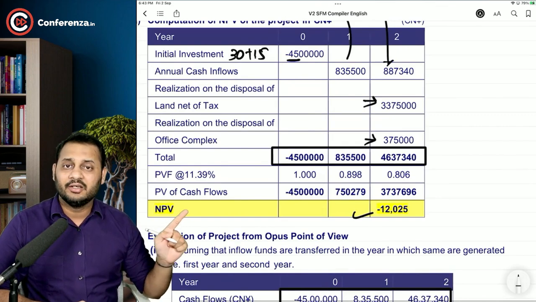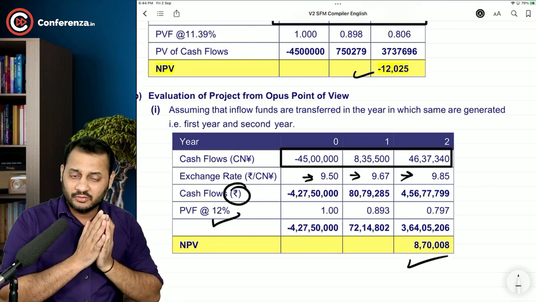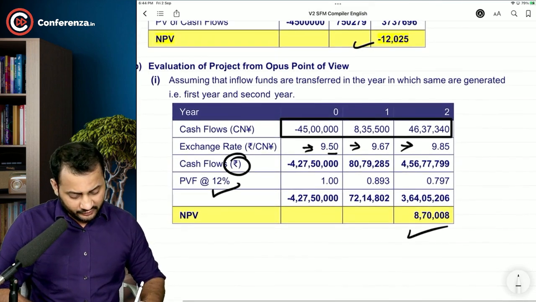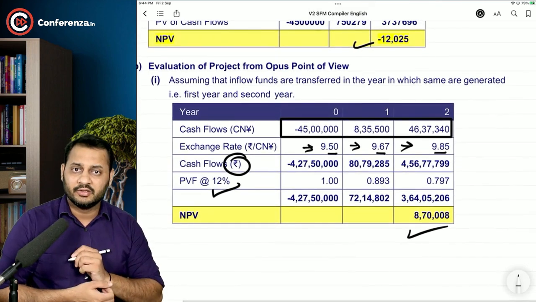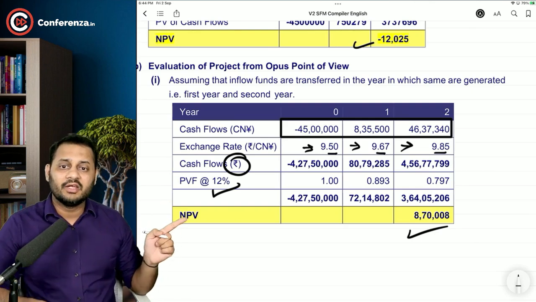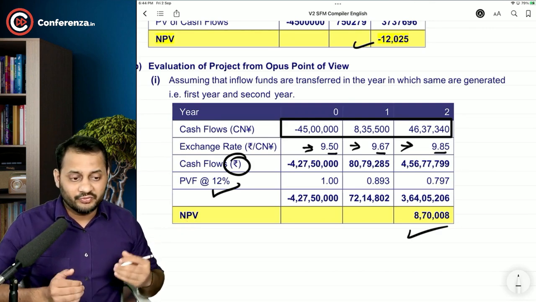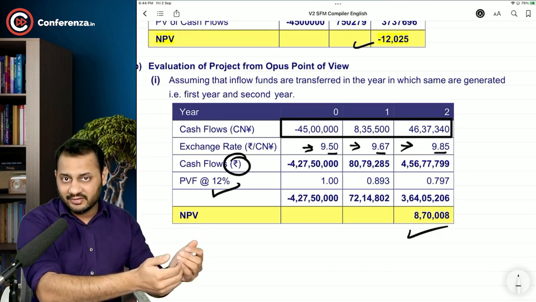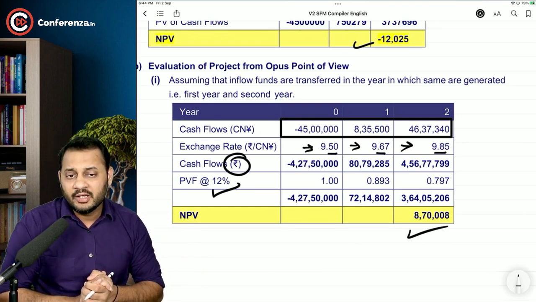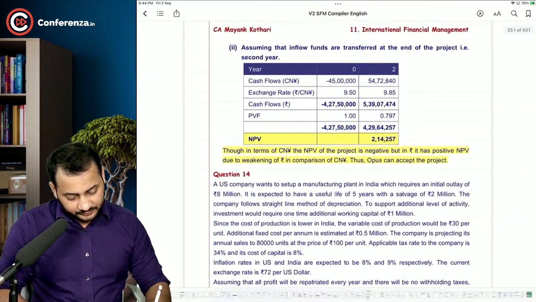But that doesn't mean you will end up making a loss. It means that the Indian rupee is getting weaker. See, 9.5, 9.67 and 9.85. So it is getting weaker every year, and that's why we are making a profit, ending up with more cash flow. Because we are an exporter, we will sell these foreign currencies to the bank at a higher rate because of the depreciation in rupee, and we will get more rupees in that case. So that's what his question is.